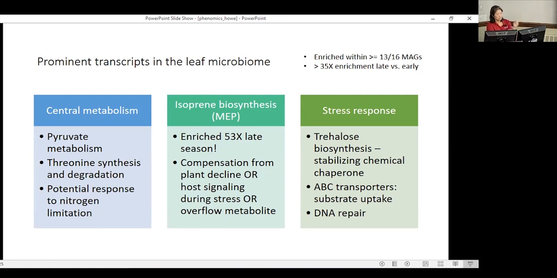We also see isoprene biosynthesis. This is an interesting signaling molecule to tell that chemicals get released from the plants, and potentially the microbes are responding to those chemicals. And we also see trehalose biosynthesis, which is an indication that we're seeing stress response functions in these microbes that we're seeing on the phyllosphere.